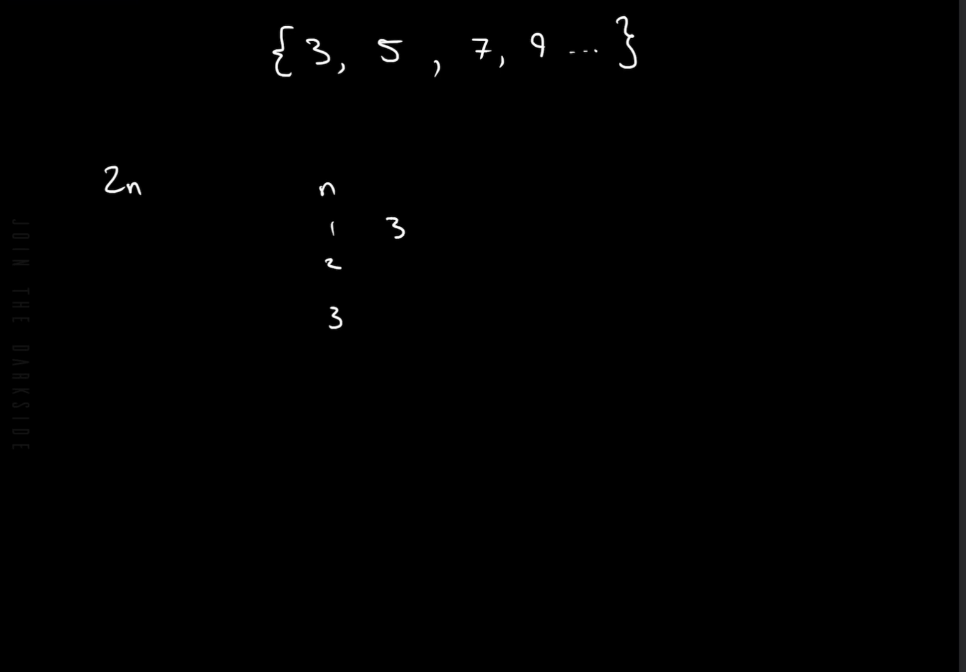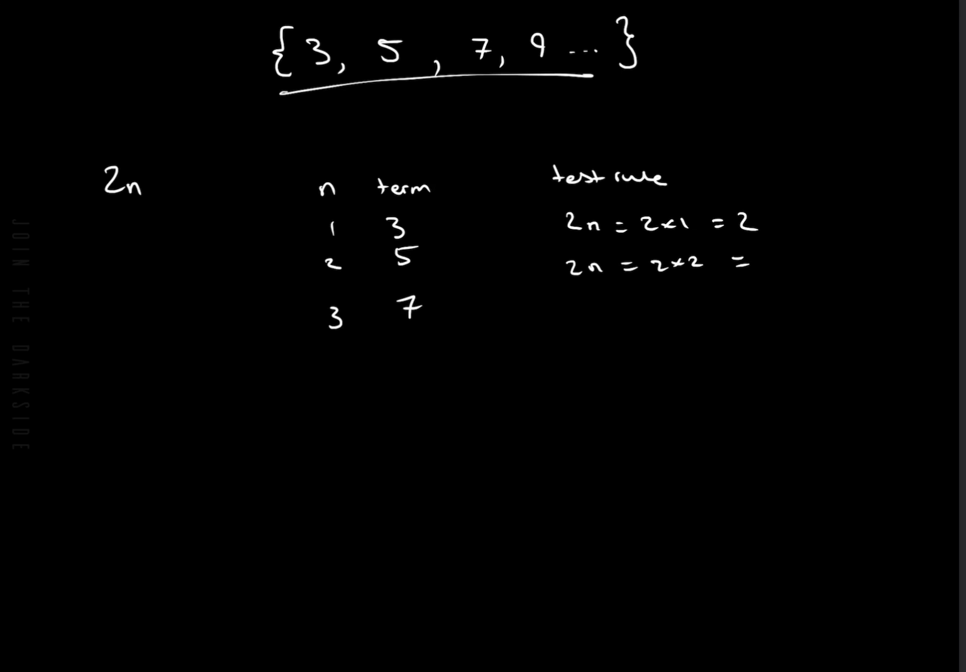So our n is equal to 1, our term is equal to 3. Our n is equal to 2, our term is equal to 5, and our third term is 7. So let's test the rule. 2n is equal to 2 times 1, which is equal to 2. 2n is equal to 2 times 2, which is equal to 4. And 2n is equal to 2 times 3, which is equal to 6.